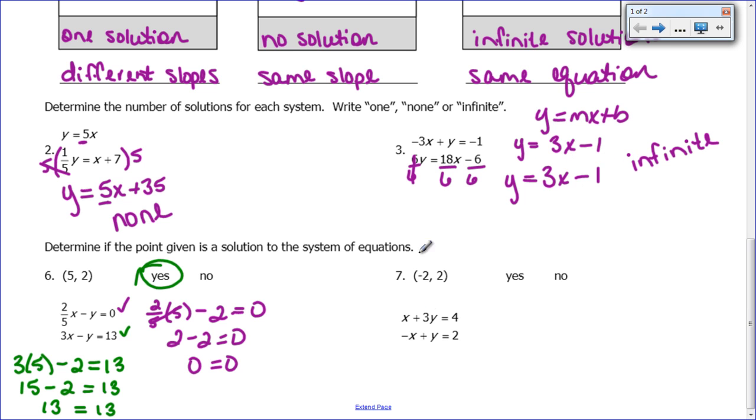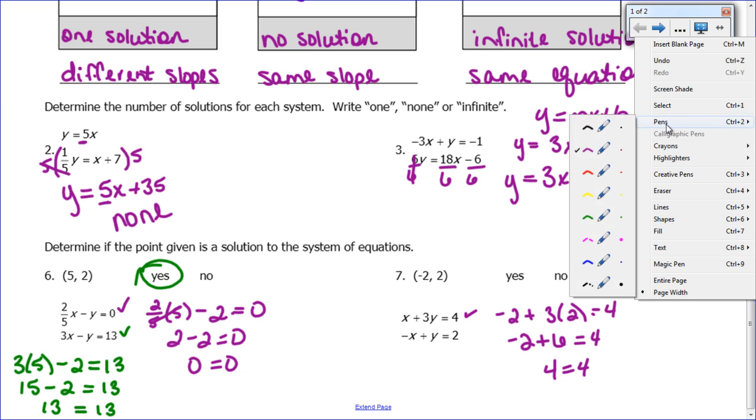So let's look at number 7 here. We're going to do the same thing. We're going to plug in our values and see what happens. So negative 2 plus 3 times 2 should equal 4. Well, negative 2 plus 6 does indeed equal 4, and so this point works for the top equation.